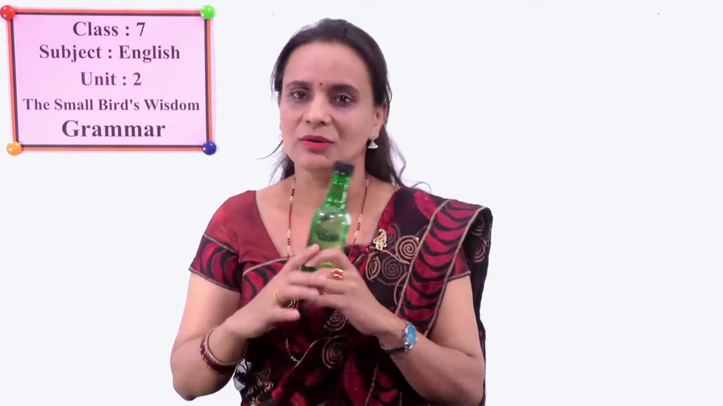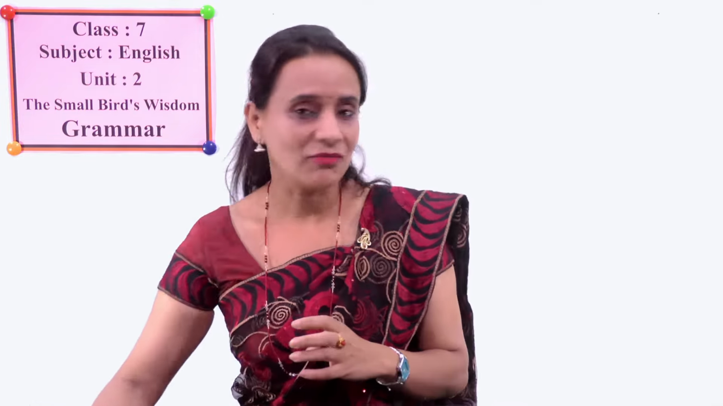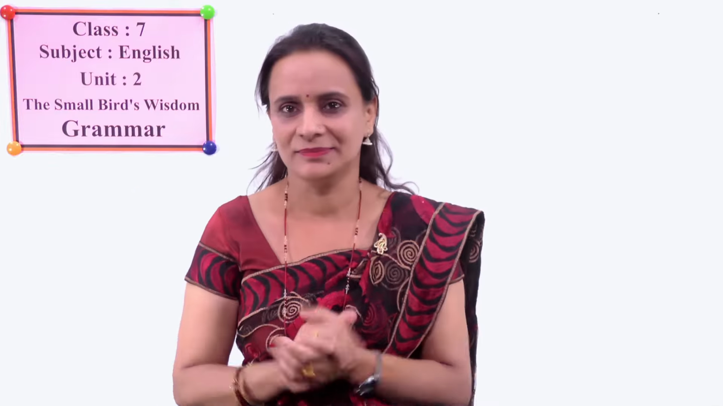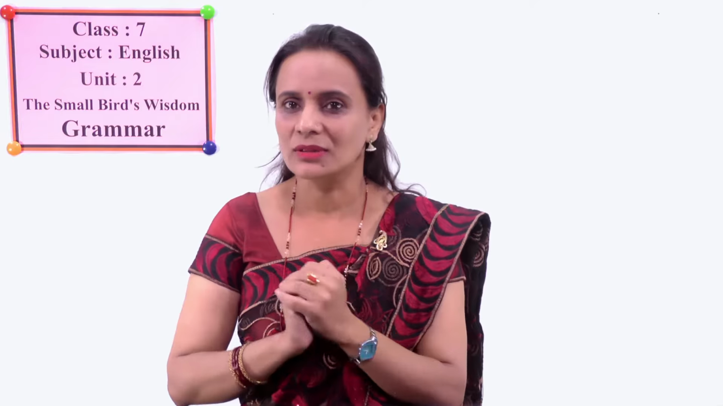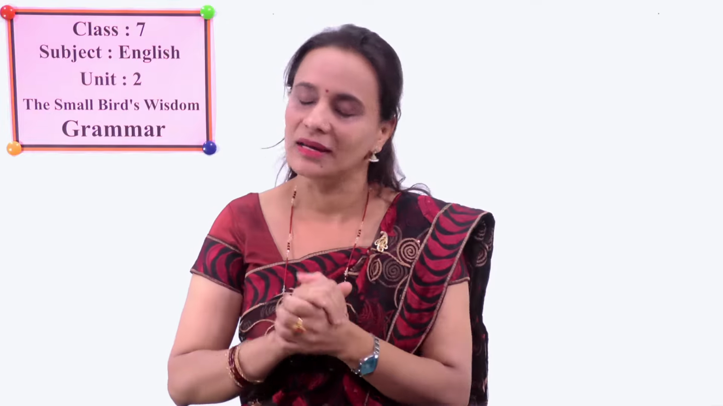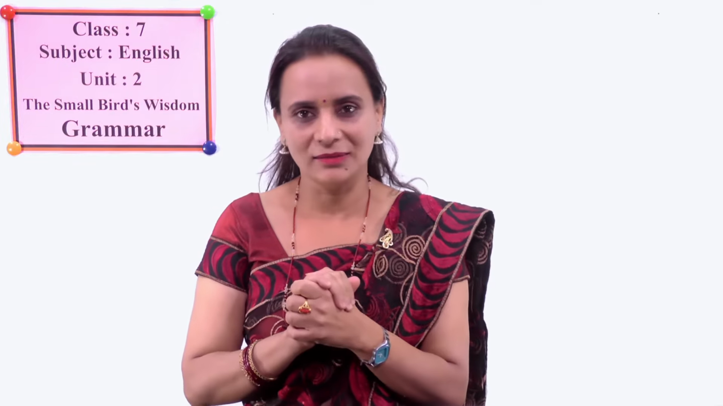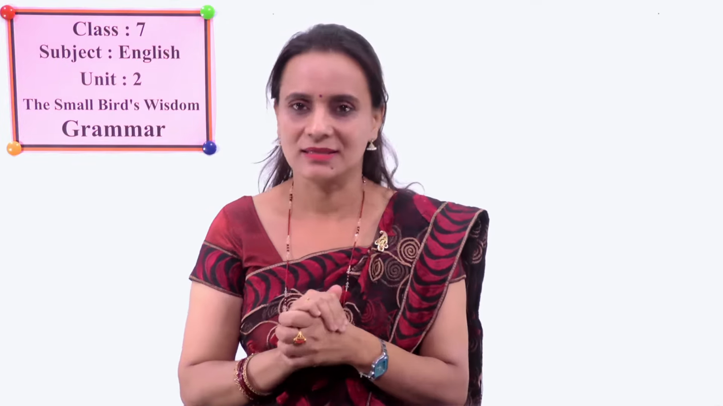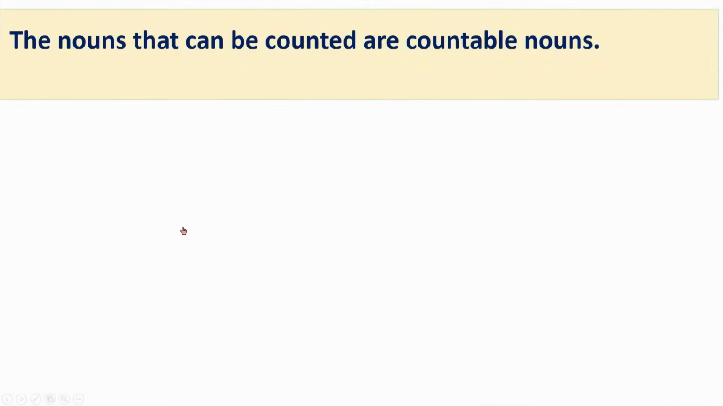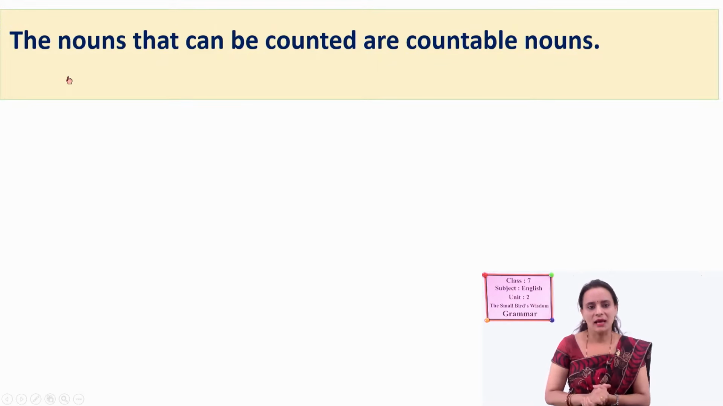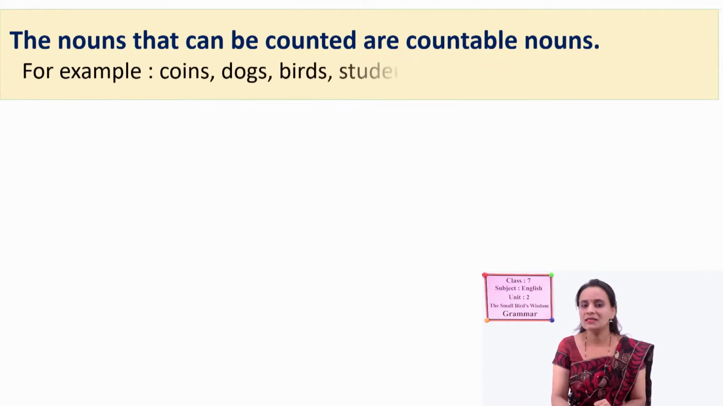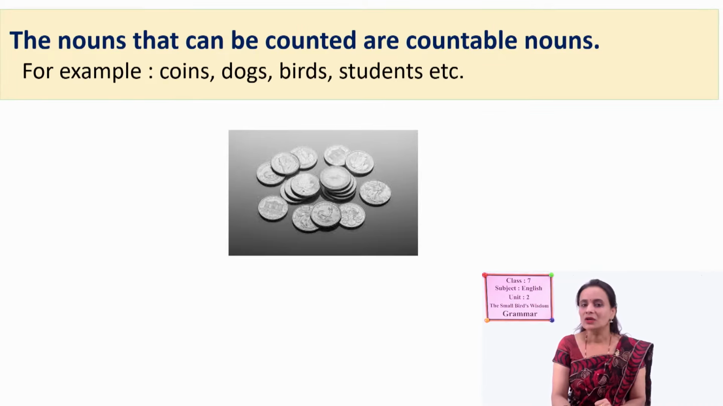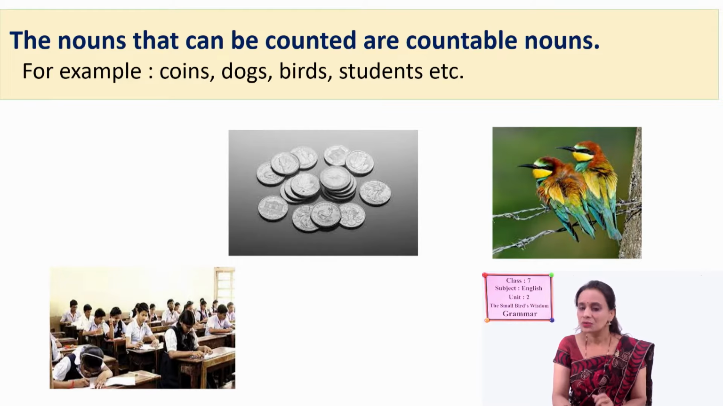Okay? Very good, my dear students. I think you have guessed our today's topic. What is it? It is about countable and uncountable nouns. Okay? Are you ready to do this? Yes. Let's see here. Now, see here in the slide. The nouns that can be counted are countable nouns, that we did just before. For example, coins, dogs, birds, students, etc.